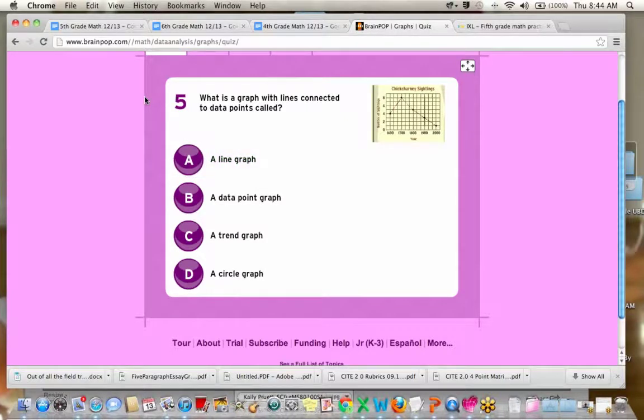What is a graph with lines connected to data points called? So a picture of something like this. Is it A, a line graph, B, a data point graph, trend graph, or a circle graph? Go ahead, Nicholas.